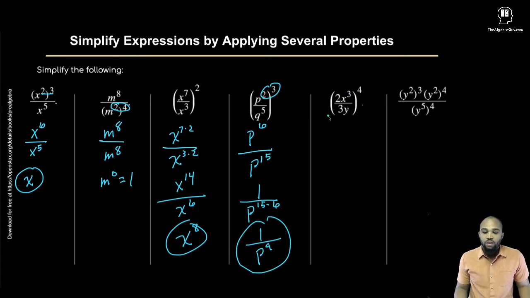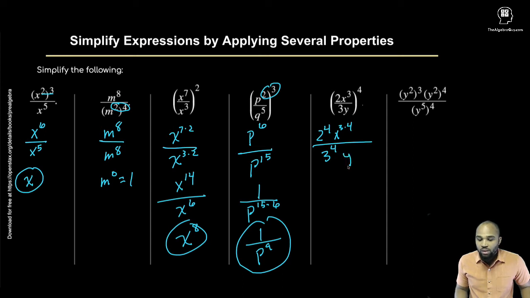All right, what about all of this to the 4th power? Well, I need to raise every single piece to the 4th power. So this is going to be 2 to the 4th, x cubed to the 4th, 3 to the 4th, and y to the 4th. So don't forget to apply that to every single factor in that parentheses.